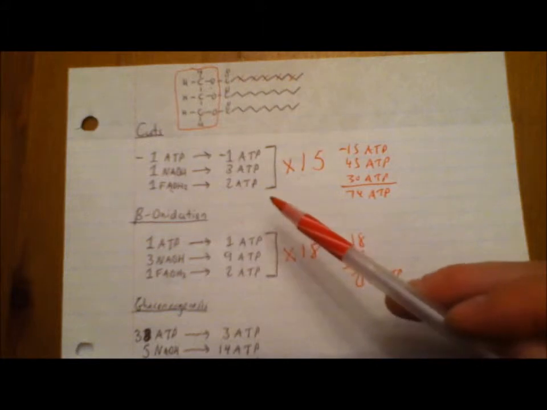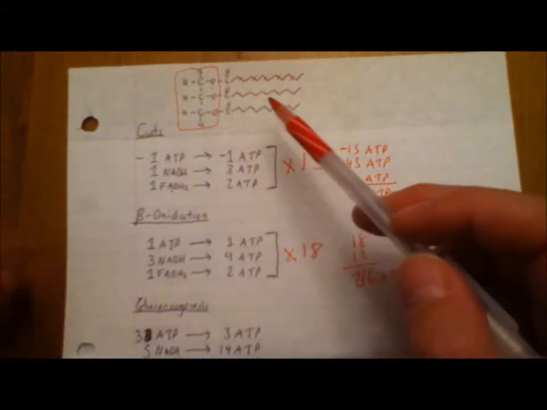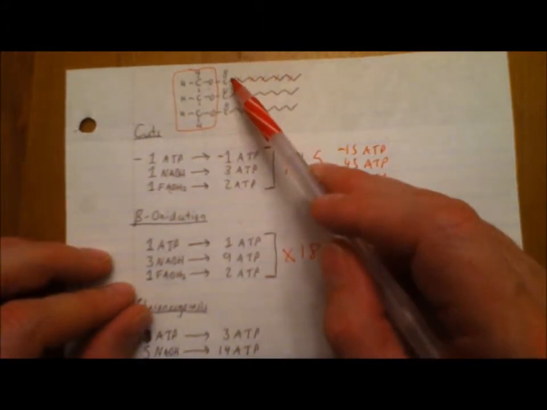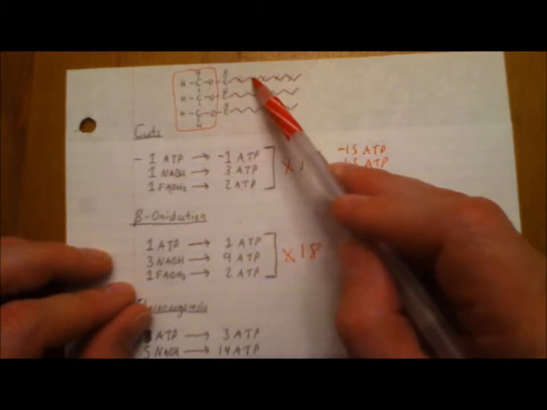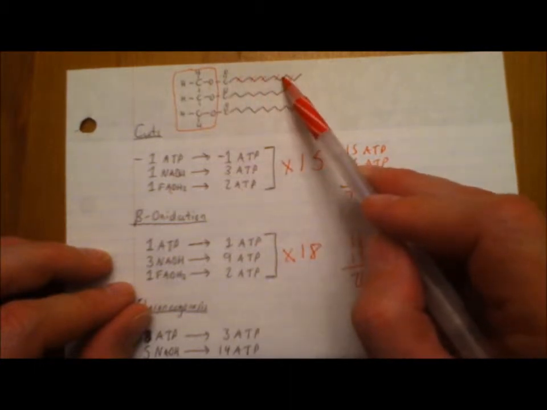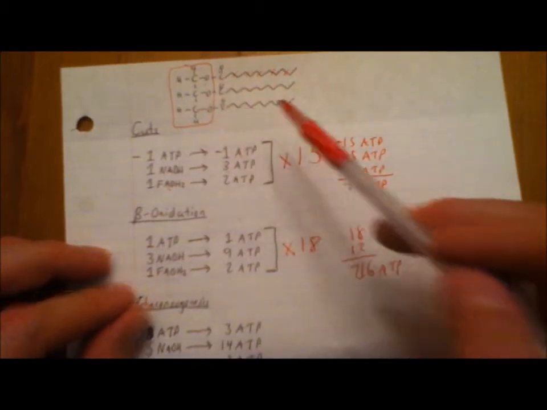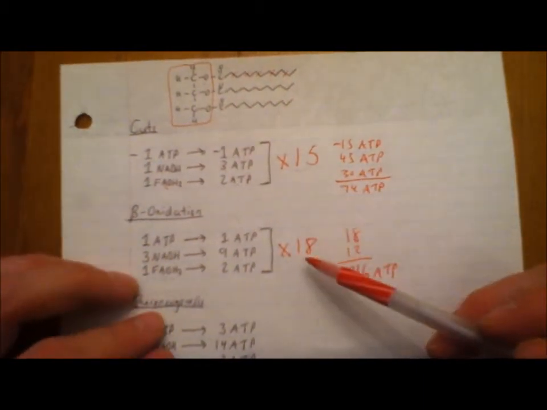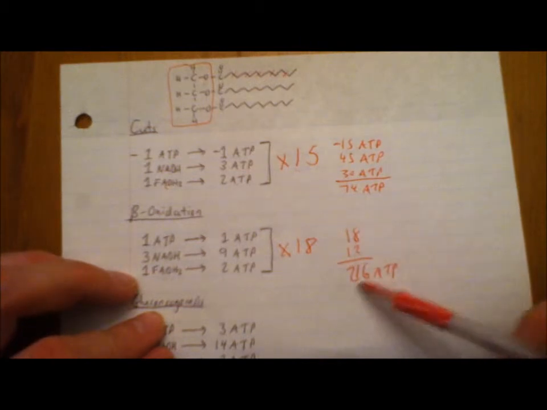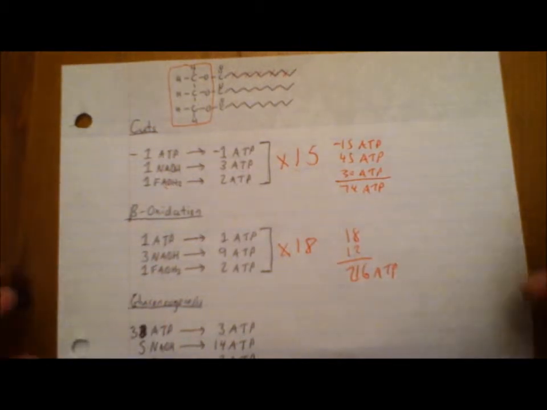All right, and we have 18 of them, 18 acetyl coenzyme A's, because we got a piece there, piece there, piece there, here, here, and here. So there are 6 per fatty acid. 6 times 3 gives us 18 acetyl coenzyme A's. So 18 times 12 gives us 216 ATP.